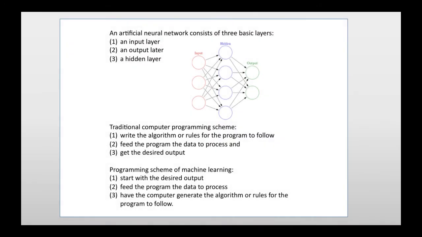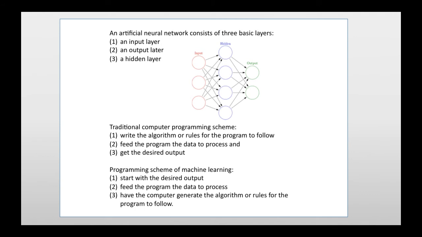An artificial neural network is a computational model that consists of several processing elements that receive inputs and deliver outputs based on their predefined activation functions. It's modeled after the biological neural networks that constitute animal brains. But what's interesting for our purposes here is that the structure of an artificial neural network consists of three basic layers. One, an input layer. Two, an output layer. And three, a hidden layer.